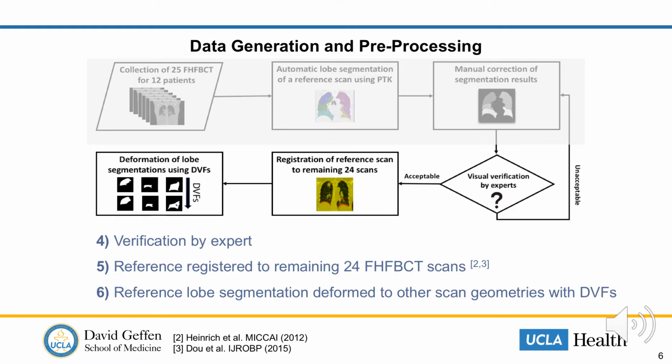After verification by an expert, the reference scan was deformably registered to the other 24 free-breathing scans using the DEEDS registration algorithm, with an average mean error of 1.15 millimeters, as previously reported in Du et al. The reference segmentations were then deformed using the deformation vector fields in order to easily and accurately obtain a total of 25 lobe segmentations for each patient.